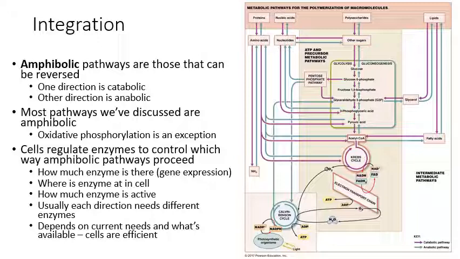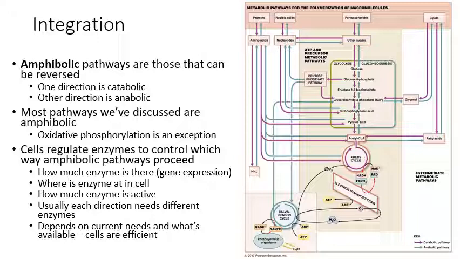A cell needs to be able to control which way those pathways are proceeding, whether they're doing catabolism or whether they're doing anabolism. In general, cells are going to control that by controlling the enzymes that are available to catalyze the reactions necessary for that pathway. So glycolysis requires one set of enzymes, gluconeogenesis requires a different set of enzymes. If you want to do glycolysis, you need to make sure you have all the glycolysis enzymes made. If you want to do gluconeogenesis, then you need to turn those glycolysis enzymes off and make some gluconeogenesis enzymes instead.